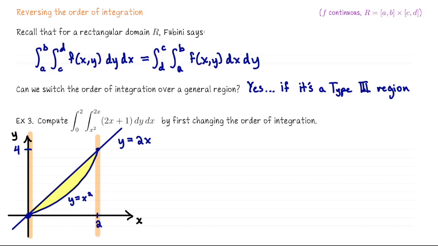This is a type 3 region. We can say that y values are bounded between 0 and 4, and then x is going to travel from the line on the left to the parabola on the right. So my new bounds are going to be 0 is less than or equal to y is less than or equal to 4. And then you imagine you fix a y value between those two bounds, travel left to right. We enter the region when x equals y over 2, and we exit the region when x equals the square root of y. So the line gives us our lower bound for x, and the parabola gives us our upper bound for x. So you travel left to right.